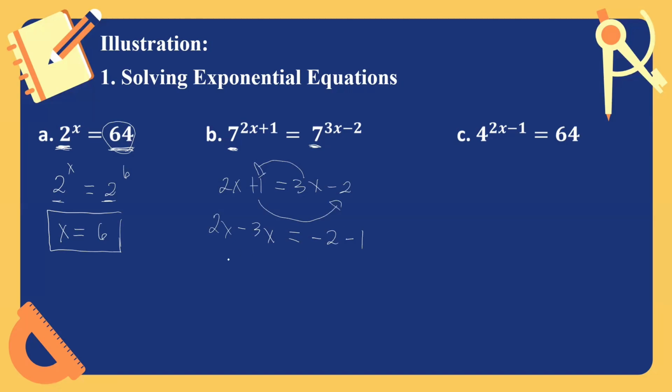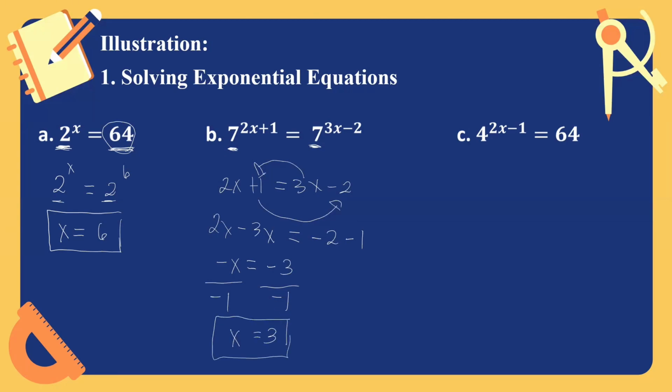So yung next natin is simplify. So yung 2x minus 3x is equal kay negative x is equal kay negative 3. Kasi negative 2 minus 1 is negative 3. So to eliminate the negative in your variable x, we need to multiply or we need to divide it both sides by negative 1. So negative x divided by negative 1 is x is equal to negative 3 divided by negative 1 is positive 3. So the value of x is 3.